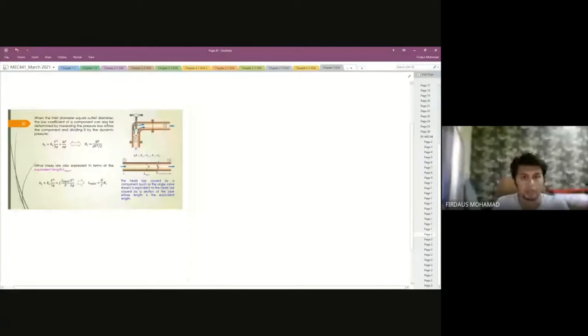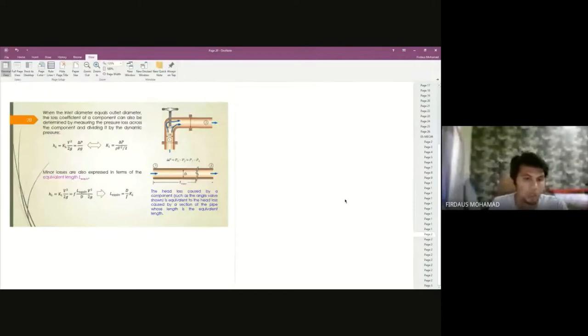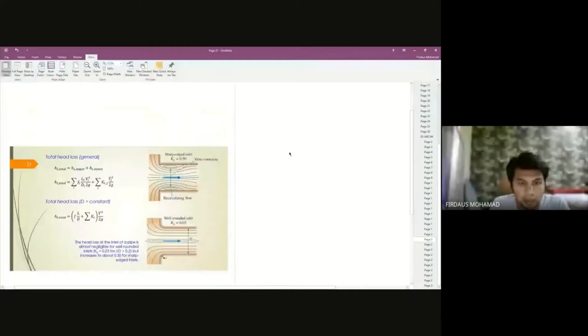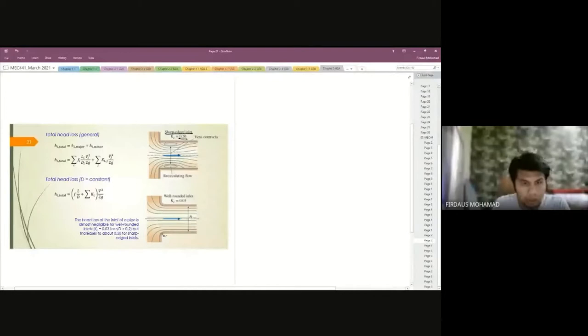So this is an example of determining the loss coefficient. As I mentioned, our objective is to directly use the loss coefficient, KL. For example, this is the loss coefficient KL equal to 0.5 for a sharp edge inlet. So where is the sharp edge inlet? This is the inlet. This is the sharp edge, and this is also a sharp edge.